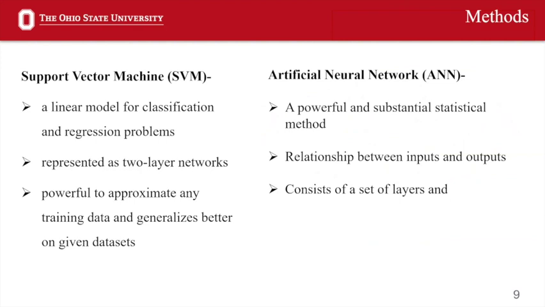And then the support vector machine. It is also a powerful algorithm because it can handle nonlinear datasets, and it is helpful for both classification and regression problems. And it is like a representation of two-layered networks. It is powerful because it helps to approximate any training data, and it also helps to generalize better on a given dataset.